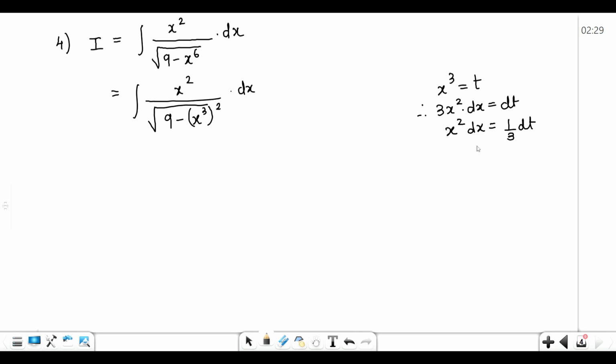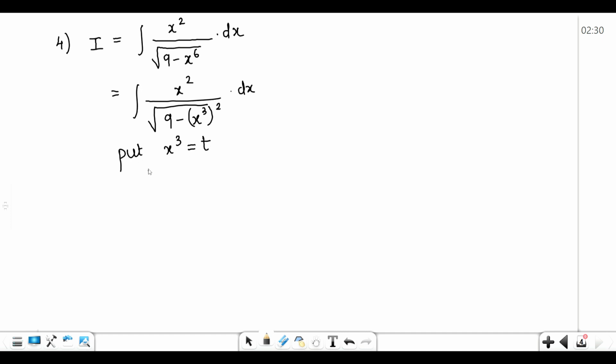Okay, so I'll write it over here. So let's just write this here. Put x cube is equal to t. So the derivative of x cube is 3x square dx equals to dt. So x square dx equals to 1 by 3 dt. Okay, so here x square dx will be replaced with 1 by 3 dt.